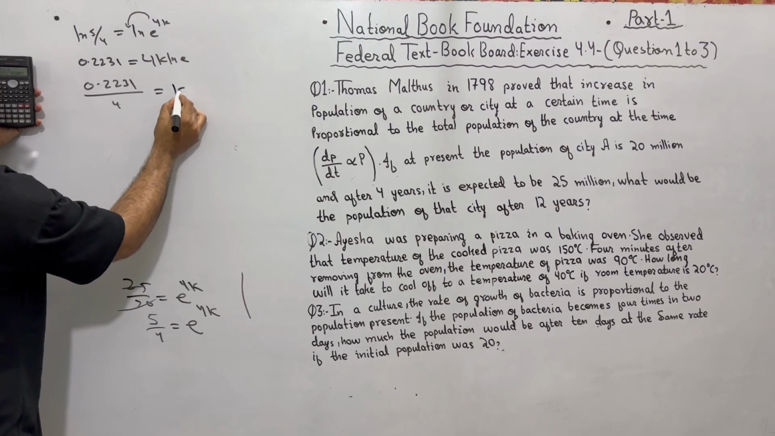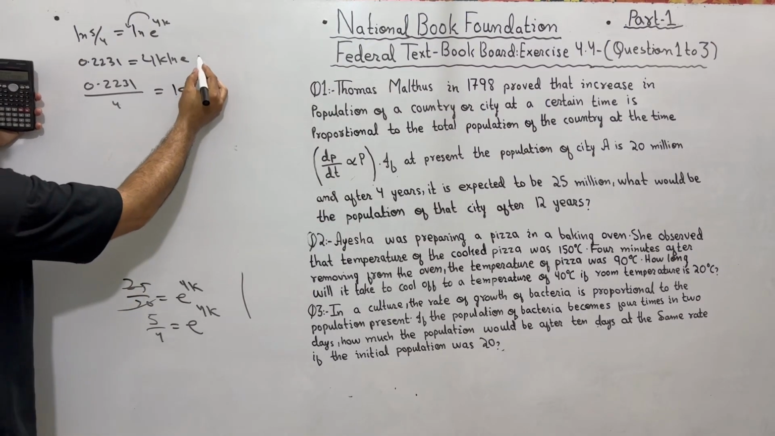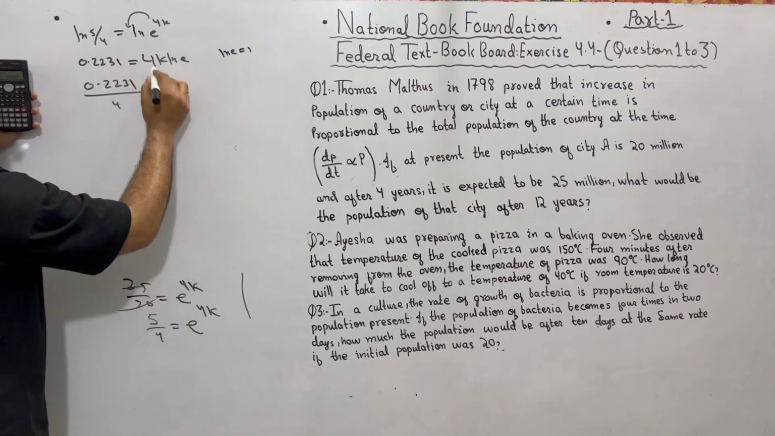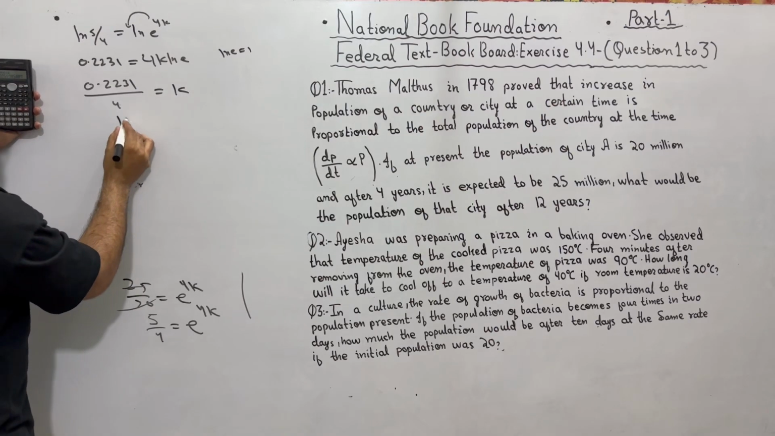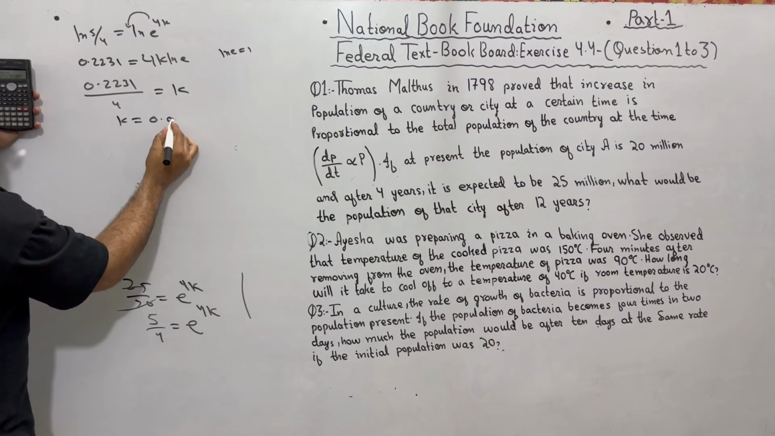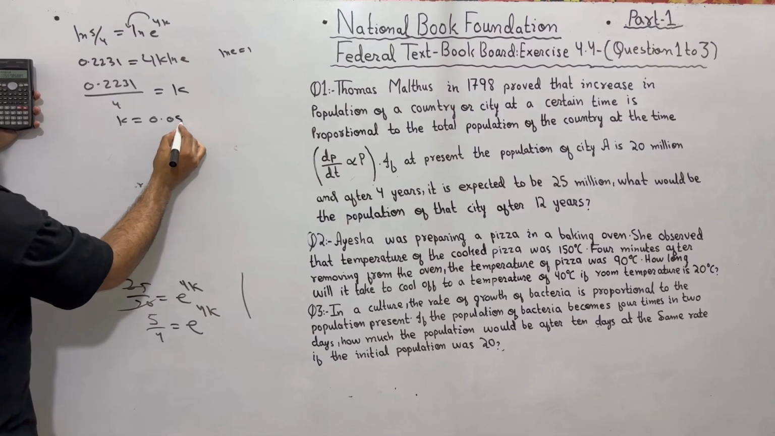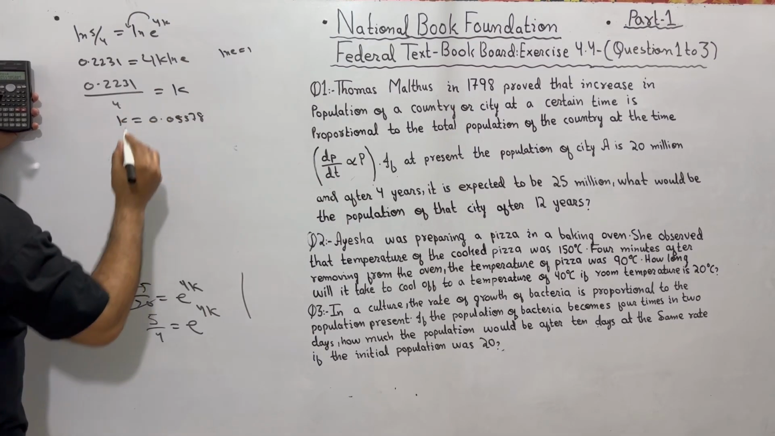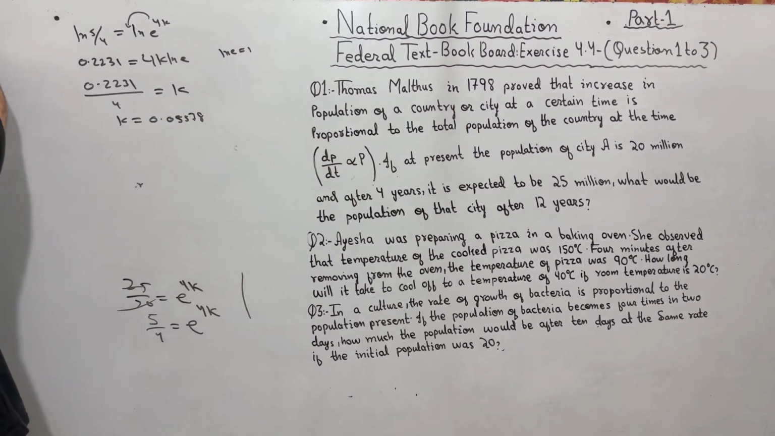ln e is equal to 1, only K remains here. I have taken 4 here and I have divided as well. So my K is 0.055785. It's one value of K.